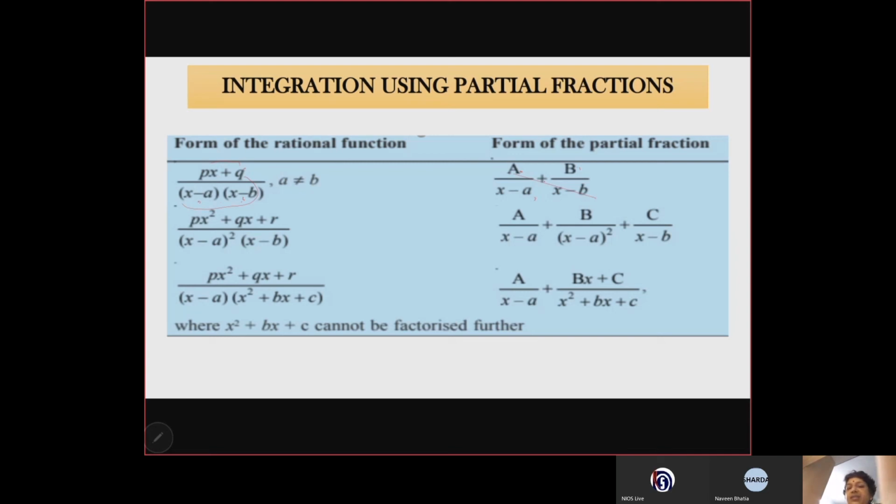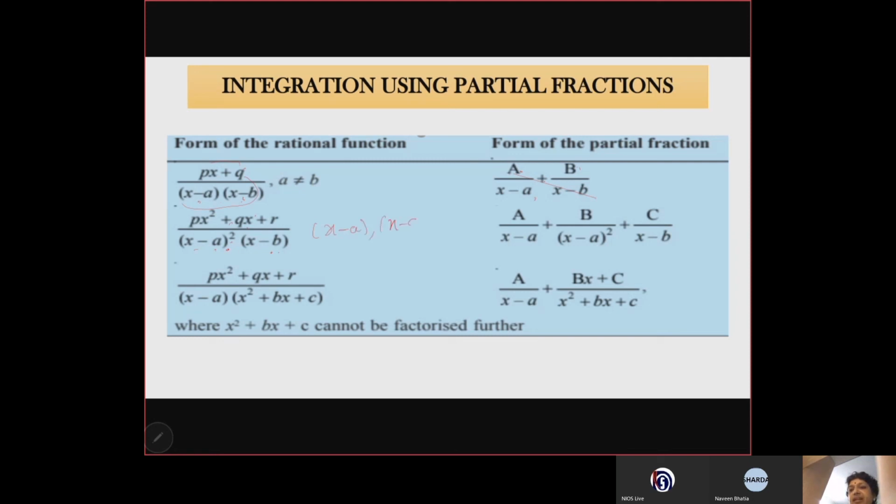Suppose I have another one of the type, a polynomial upon the square of a linear into another linear, that is (x − a) whole square. Then I first split it as, what are the factors of the denominator here? (x − a), whole square, and (x − b).